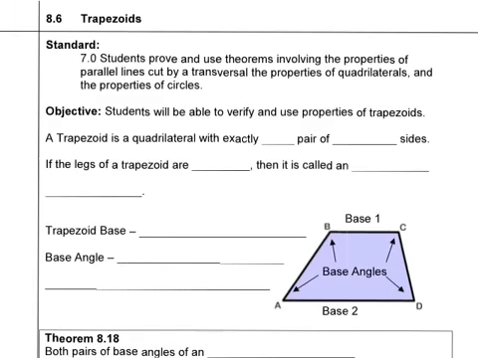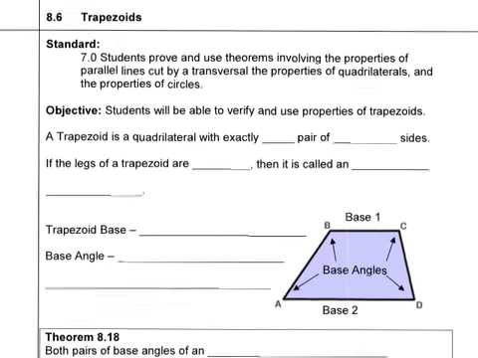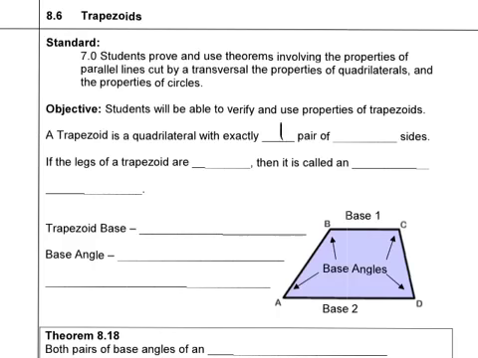Okay, 8.6. Students will be able to verify and use properties of trapezoids. So a trapezoid is a quadrilateral with exactly one pair of parallel sides. There's a symbol for parallel. And if the legs of a trapezoid are congruent, then it is called an isosceles trapezoid. And we've talked about these before, but now we're going to learn a lot about them today.